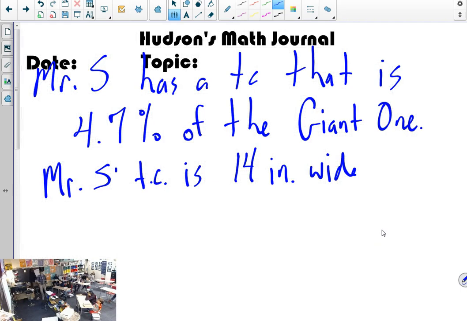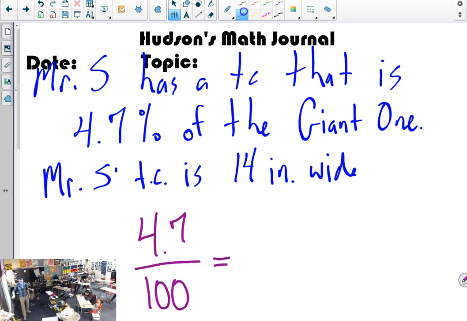Using a proportion, you don't have to write this if you don't want to. Using a proportion, percent means out of 100. Was the 14 part or whole? Part, right? It's the smaller one. It's not the bigger one, it's the smaller one. So we put that on top. That's 4.7. What do I do to figure out the multiplication?